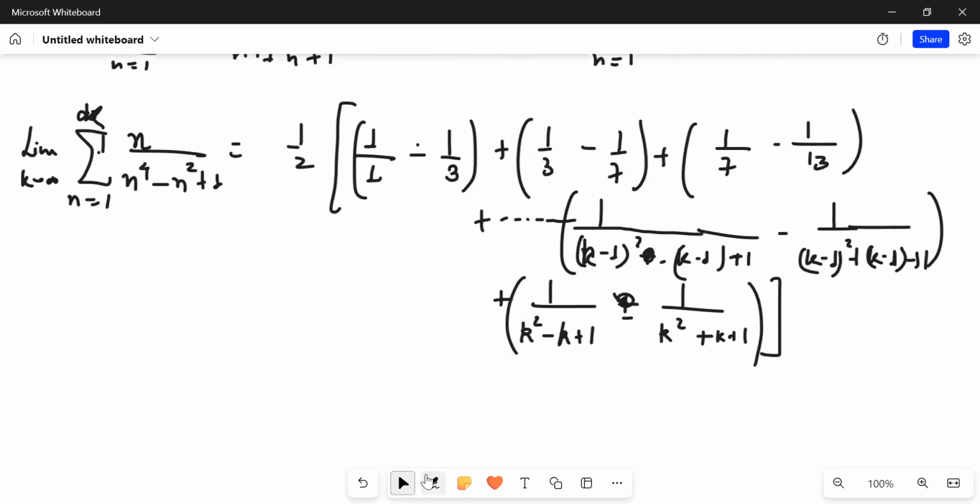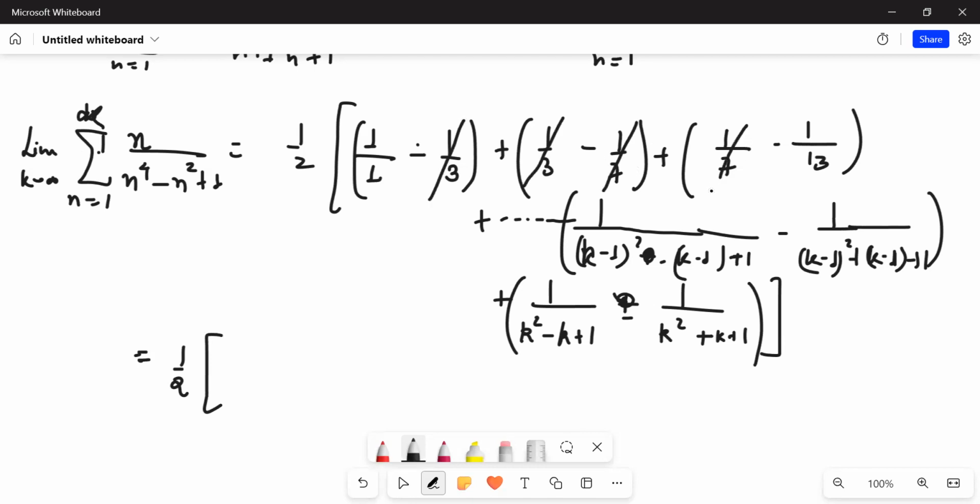Now you just think about all these things. Note the cutting pattern. This is 1 upon 2, minus 1 upon 3 cancels 1 upon 3, minus 1 upon 7 cancels 1 upon 7, minus 1 upon 13 cancels. So in any bracket, the latter part is being cut by the next bracket's former part.